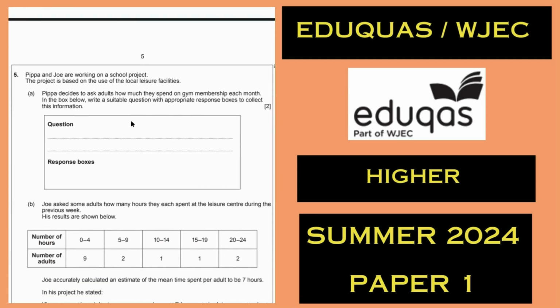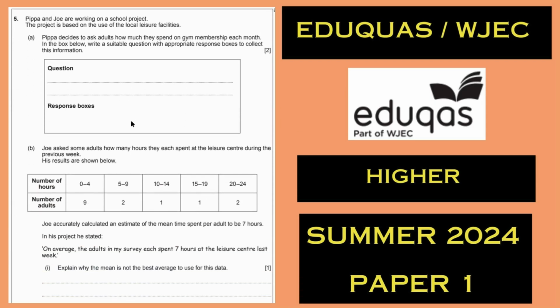Number 5. Question and response. What I would say to these is you can phrase it in lots of different ways. It's more about the things not to do than the things you should do. Don't have response boxes which have overlaps. You don't want to have 0 to 10, then 10 to 20. Where does the 10 go?